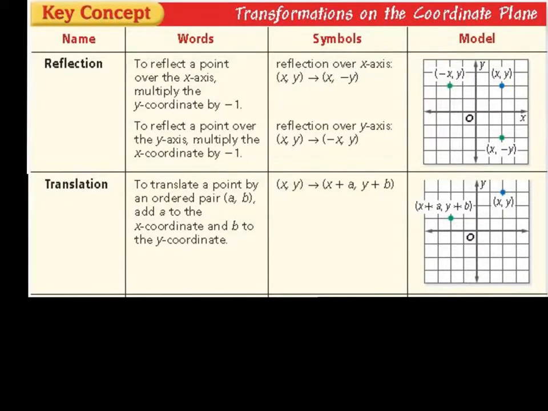To translate a point a units to the right, we're going to add a to the x-coordinate, or b units up, we're going to add b to the y-coordinate. Now, looking at their diagram, they've actually moved their point to the left and down, so they would have a negative value for both a and b.